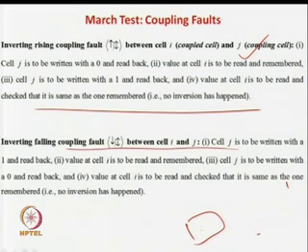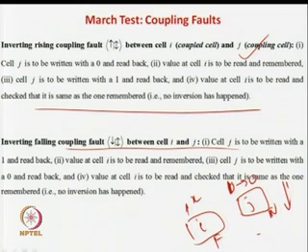So this is cell I say, this is cell j say, this is the normal cell, this is the coupled cell, fault causing. So here you write a value of 1 here and read back, then you read the value of I, that is x. Then cell j is to be written with a 0, write a 0. So there is a falling transition you have done, and you have to again read back 0, and the same thing you assure: j is to be written with 0 and read back, you write a 0 in j, verify that 0 is there.